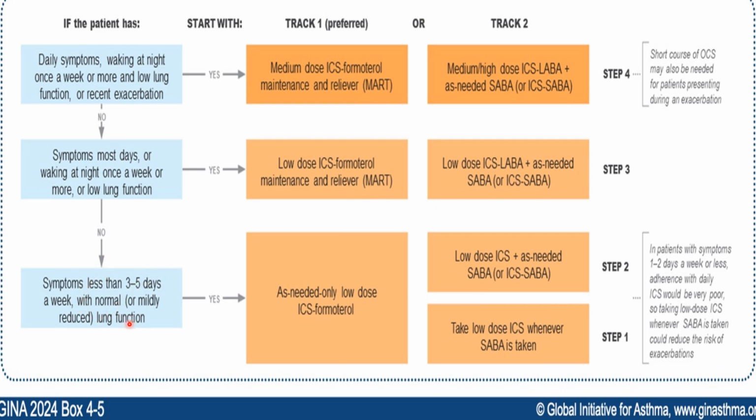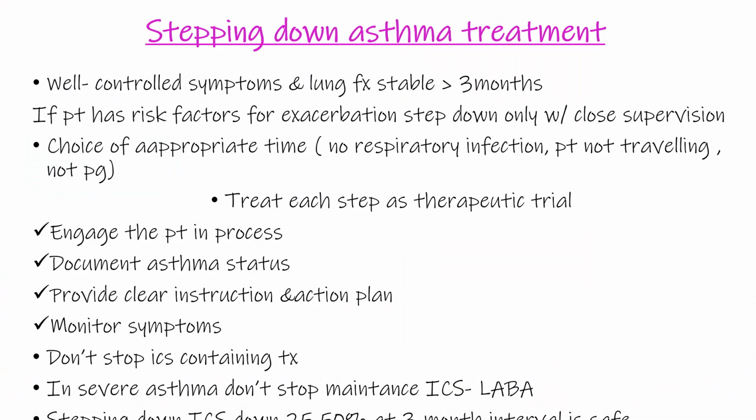If no, then maybe your symptoms are 3 to 5 days a week with normal or mildly reduced lung function. So here, this is track 1, step 1 and step 2, you use low-dose ICS-formoterol. However, if this is not available, then use low-dose ICS as needed, or low-dose ICS for maintenance and as-needed SABA for reliever. And then here in step 2, whenever you take the SABA, you also take ICS. I hope you have understood up to now.